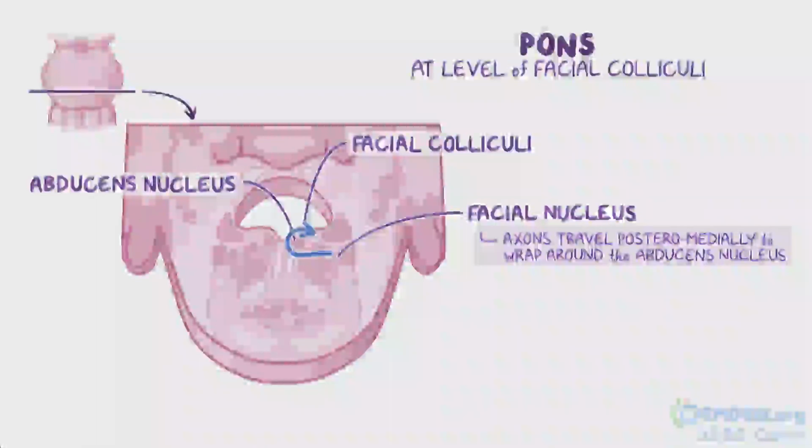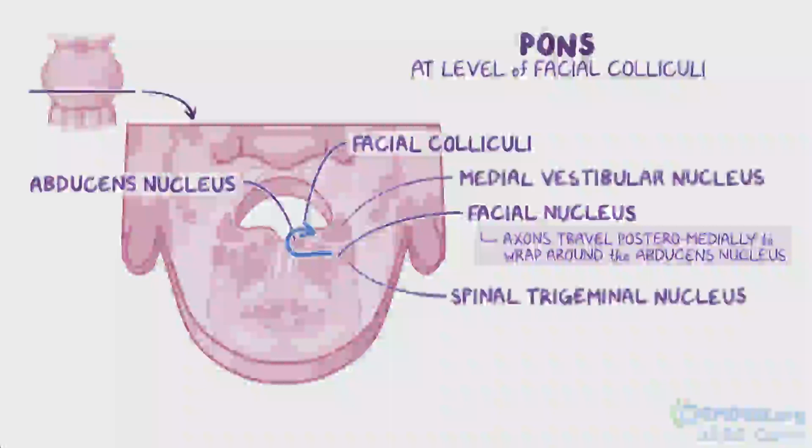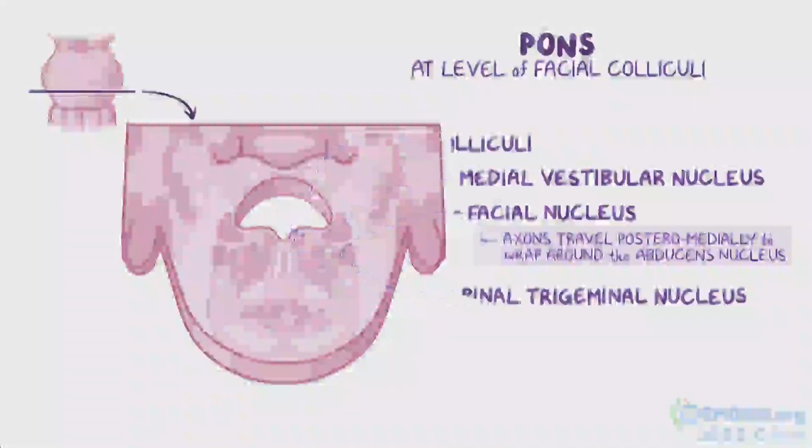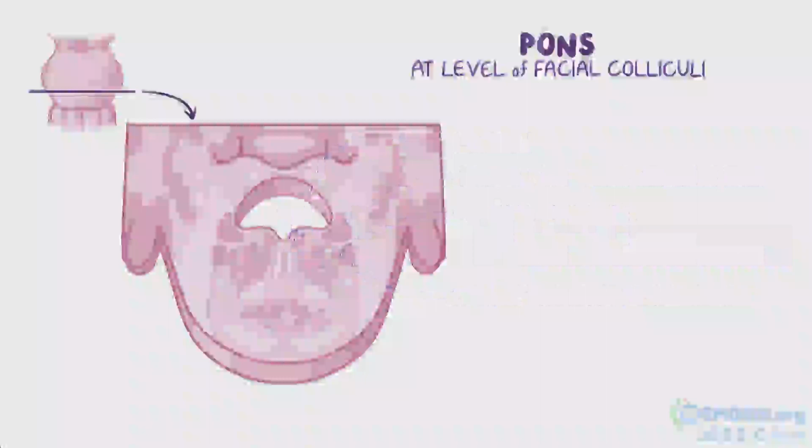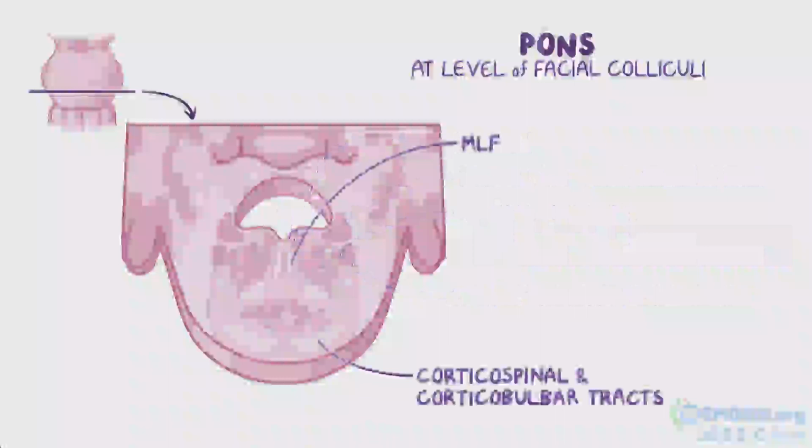Lateral to the facial nuclei, we find the spinal trigeminal nucleus, and dorsal to them and lateral to the abducens nuclei are the medial vestibular nuclei. The motor tracts on this section are the corticospinal and corticobulbar tracts on the ventral side and the MLF found between the facial colliculi around the median sulcus.